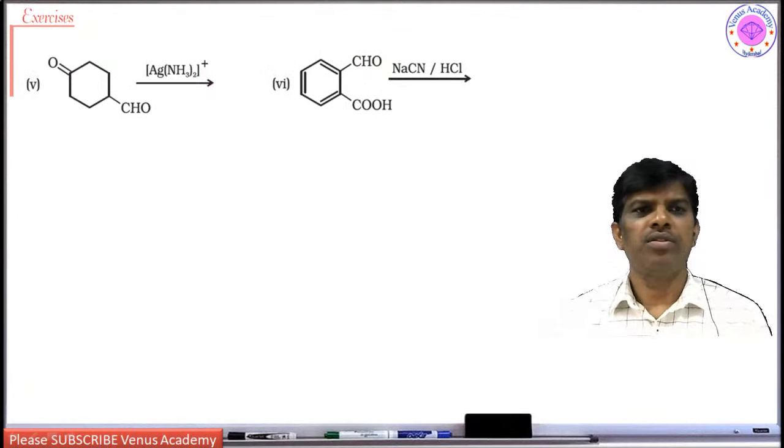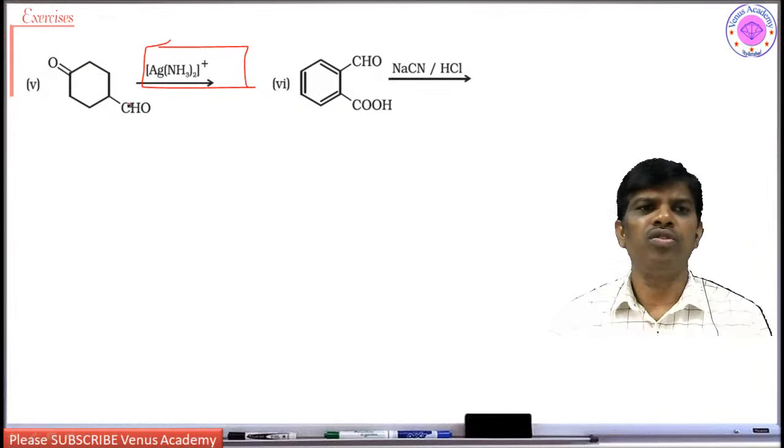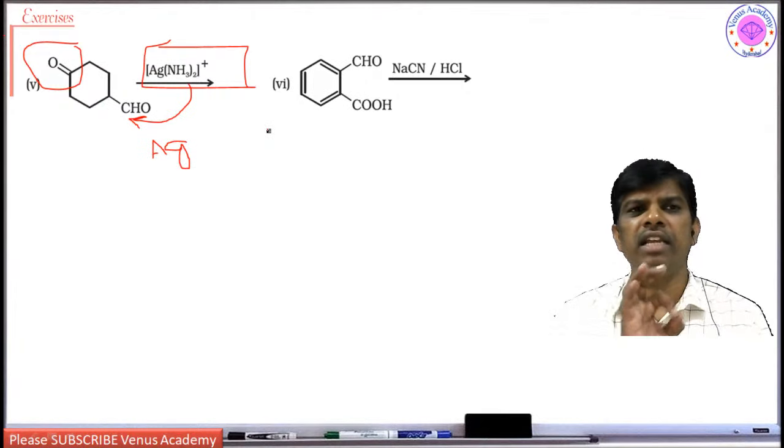Next, what is this ammoniacal silver nitrate solution? It is Tollens reagent. In your textbook it is written in a wrong way. The product was given as aromatization and all. No, students, Tollens reagent is not going to react with this ketone. Tollens reagent will convert this aldehyde to the silver salt of the acid. So this answer is printed wrongly, so please correct it.